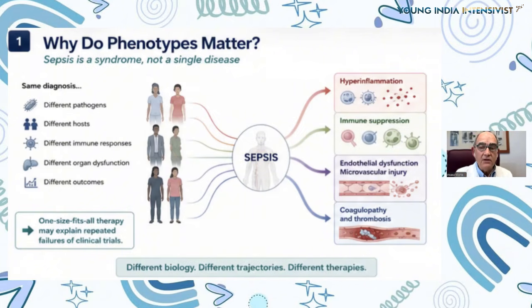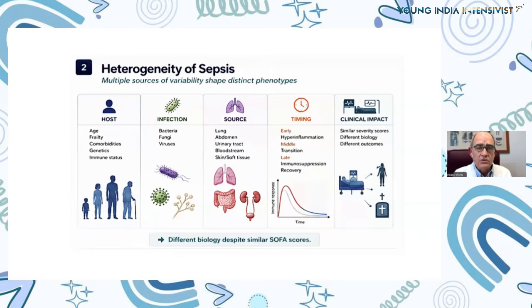because of these differences. And at the same time, as soon as sepsis develops, we have a hyperinflammation pattern, an immunosuppression, the involvement of endothelial dysfunction and microvascular injury, and coagulopathy and thrombosis. So we do have a different biology, a different trajectory, and a different therapy for our conditions.